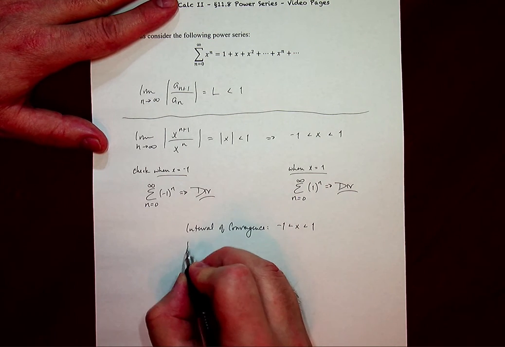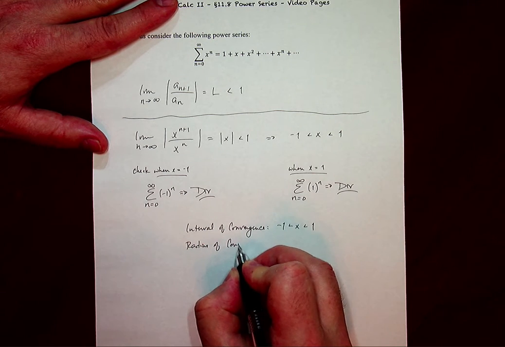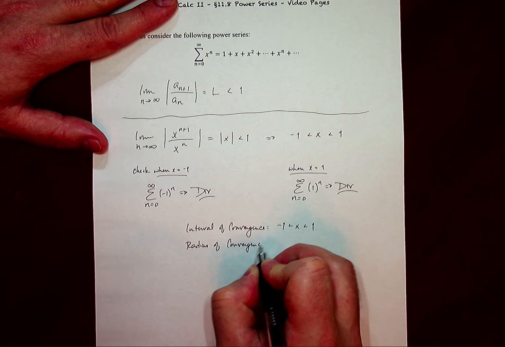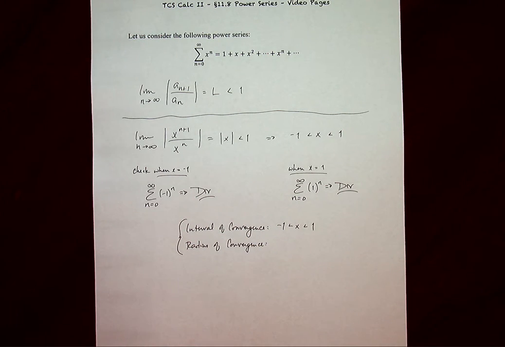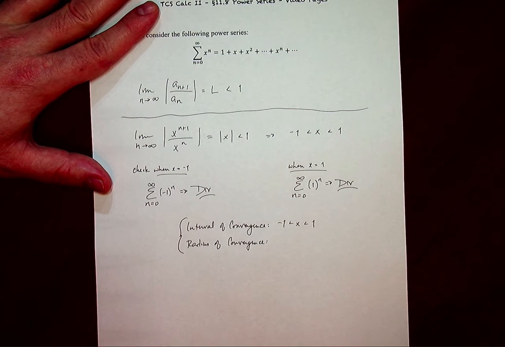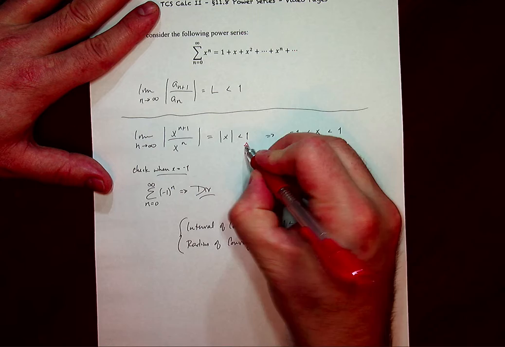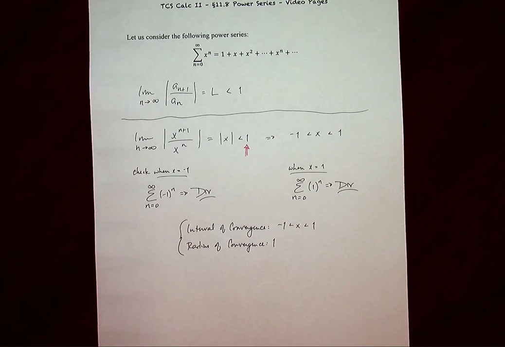Now, there's also what's known as the radius of convergence, and that is how far away from where it is centered we find those endpoints. And of course, for our purposes in this one, the radius is that right there. It's 1. And that brings us to the close.